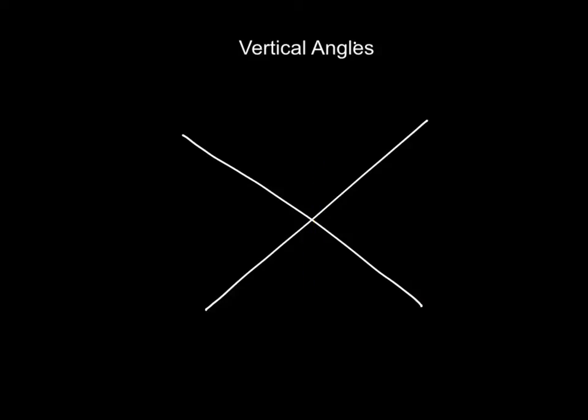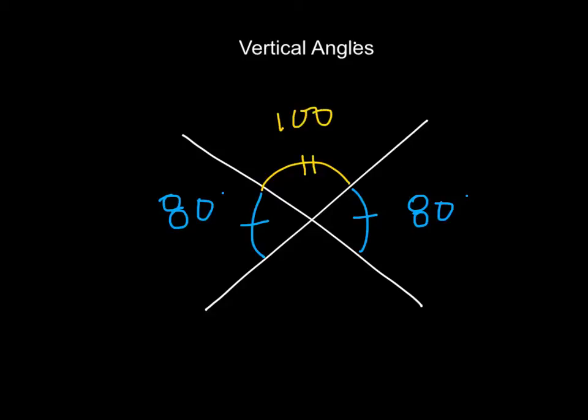One thing that is always true about vertical angles is that they are congruent. So if this angle here measured at 80 degrees, this angle, its vertical angle, by definition, would have to be 80 degrees. And if this angle here measured at 100 degrees, the vertical angle would have to be 100 degrees as well.